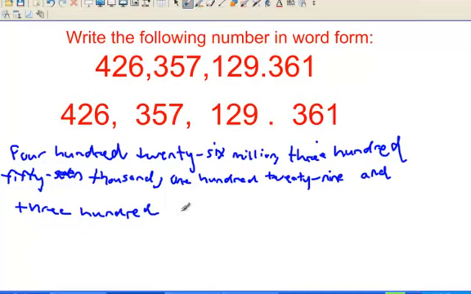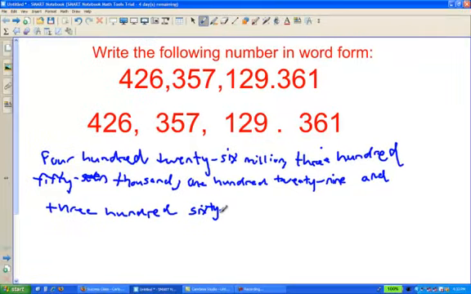361. And what is the place value of that last digit there, that 1? What's that place value? Who knows? It is the thousandths place. So I'm going to put 361 thousandths. T-H-S at the end. So hopefully that answers that question.